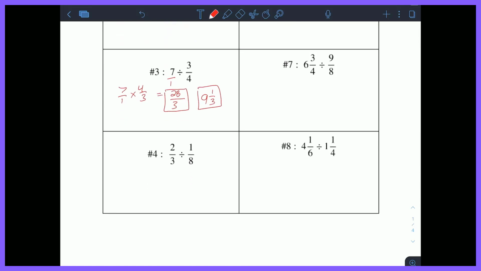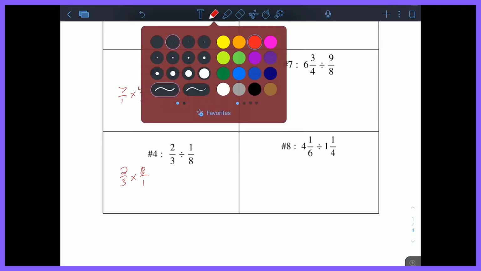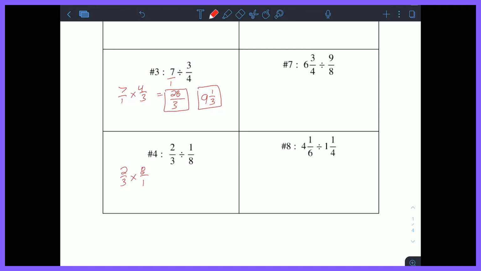Problem 4, 2/3 divided by 1/8. So we're going to go ahead and keep, change, and flip. Now this time I actually have a simplification I could make. Oh sorry, I thought the 8 and the 2 were paired together. Oh shucks, looks like nothing still. No simplification to make. I was hoping the 8 and the 2, but you can never cancel horizontally. That's the one way you can't cancel in math.